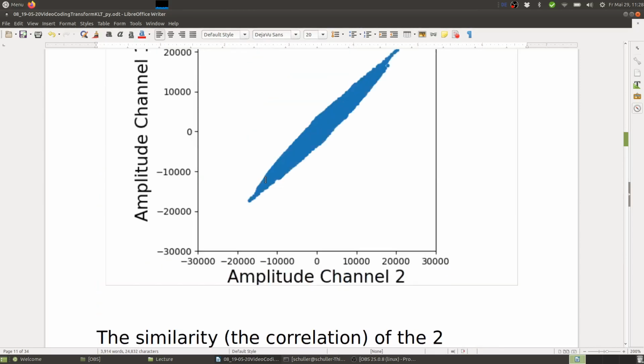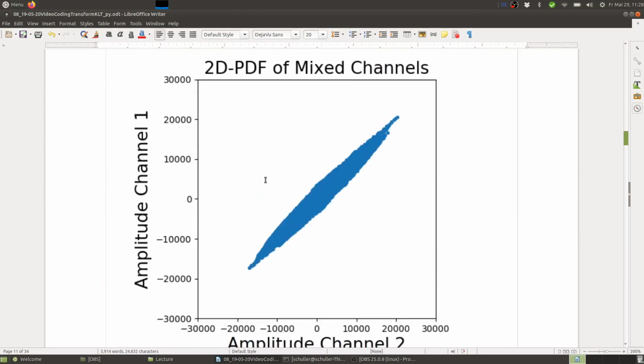And we would get something similar if we would apply a transform matrix to blocks of size 2 of an image, right? Because neighboring samples of an image are also usually very similar. So we would get some shape like this.